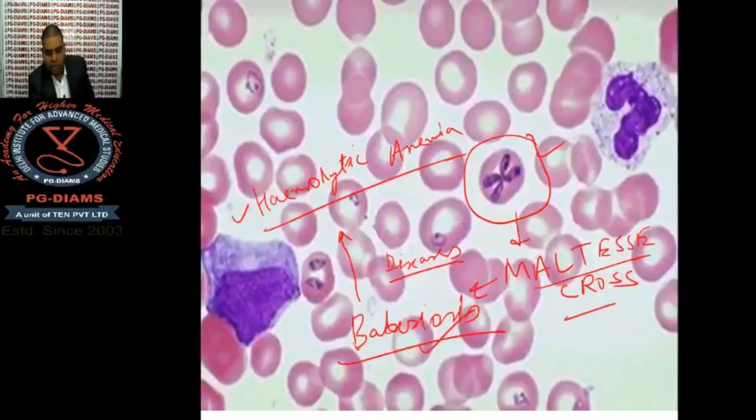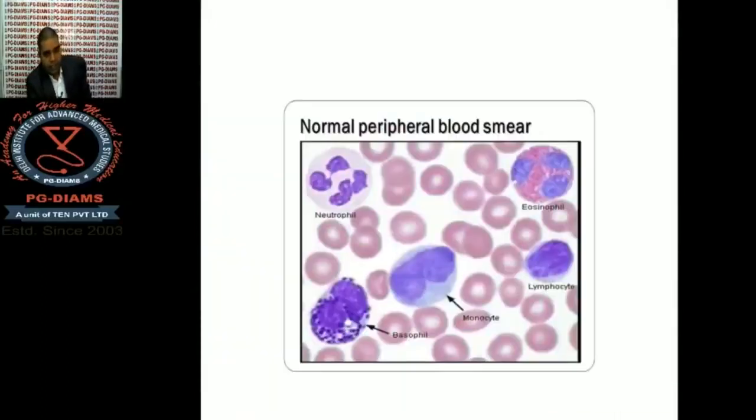This is the peripheral blood smear of babesiosis showing Maltese cross. This is a normal blood smear. You should know about this so that you can distinguish from a normal peripheral blood smear. And this is a monocyte, which has a bean-shaped or kidney-shaped nucleus. This is a neutrophil, which is multilobed. This is an eosinophil having red granules, then lymphocyte and basophil.